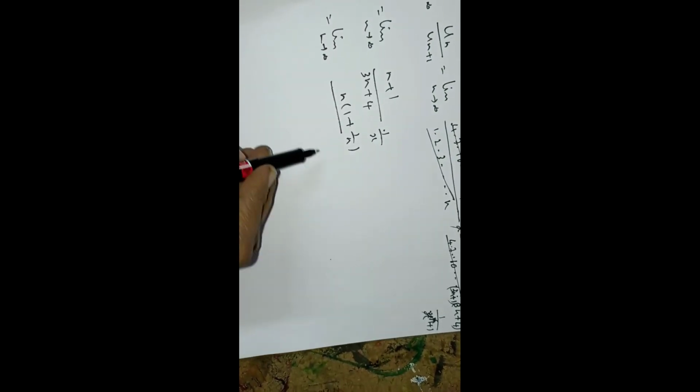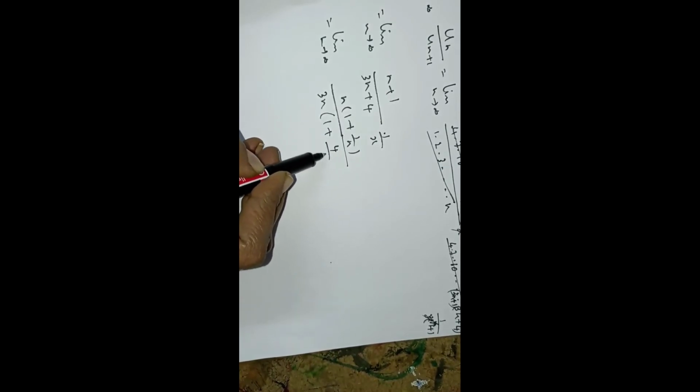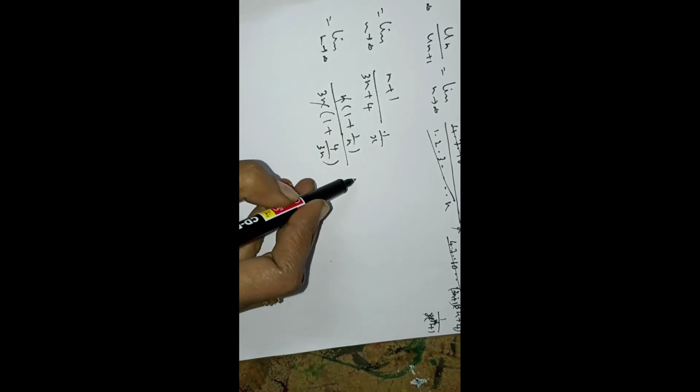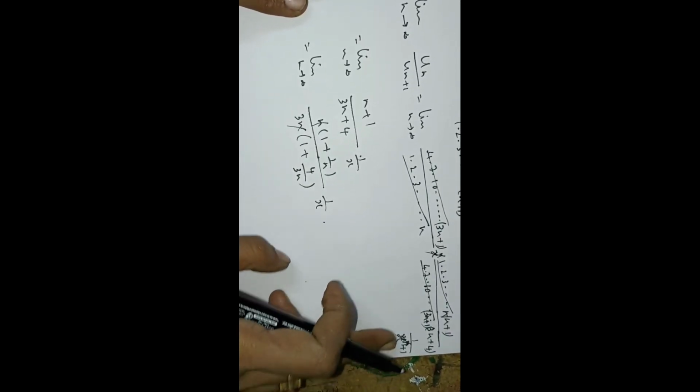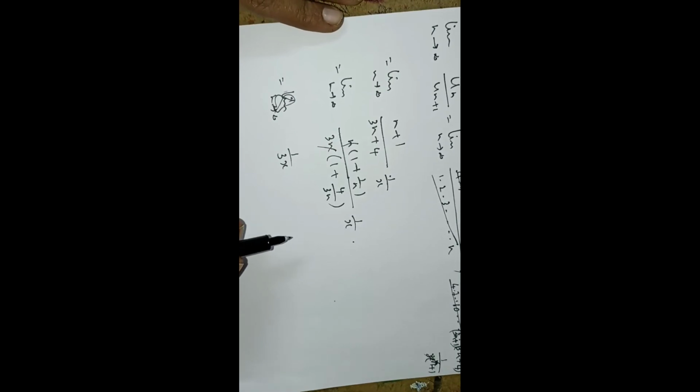Now taking common, limit n tends to infinity, n common: 1 plus 1 by n by 3n common: 1 plus 4 by 3n, n cancels, into 1 by x. If you apply the limit, 1 by 3 into x, 1 plus 0, 1 by 3, that is equal to 1 by 3x. You will get the value as 1 by 3x.